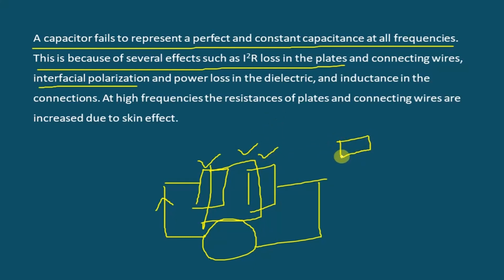like if it is not properly insulated, then also some power loss in the dielectric occurs. Suppose there is some moisture or some dust in the dielectric, there will be some power loss in the dielectric. So the value of the capacitor will also change. Due to these reasons, the capacitance of the capacitor will change.